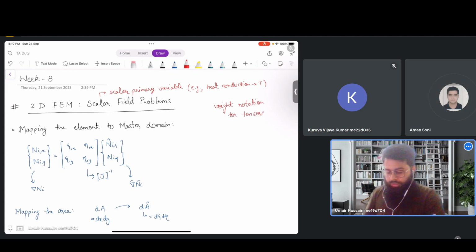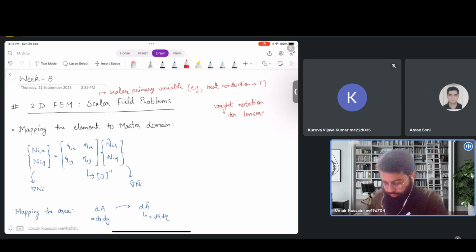Opposite to this, for vector field problems, there is more than one primary variable. It's a set of primary variables for vector field problems. A classic example is our elasticity equation, where we have displacement in x, y, or even z.